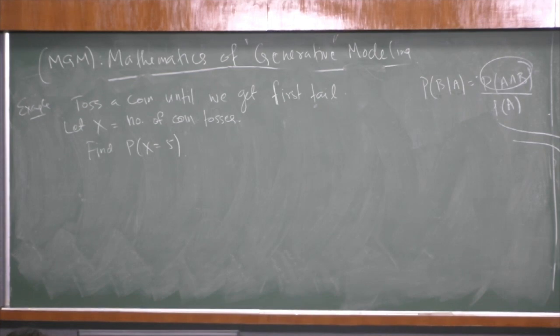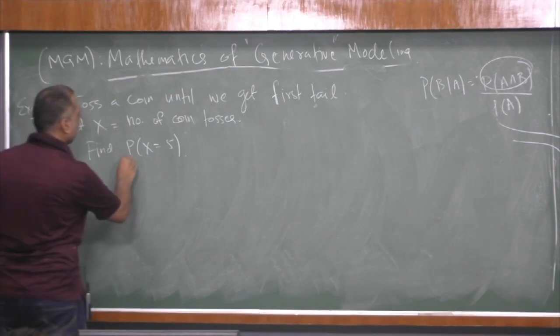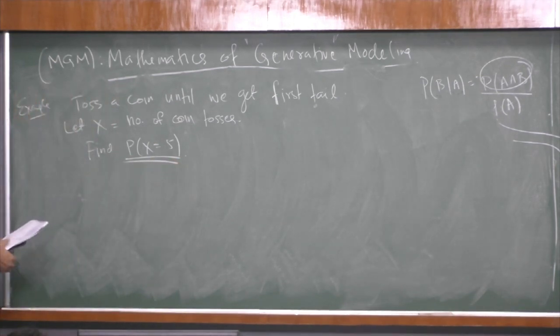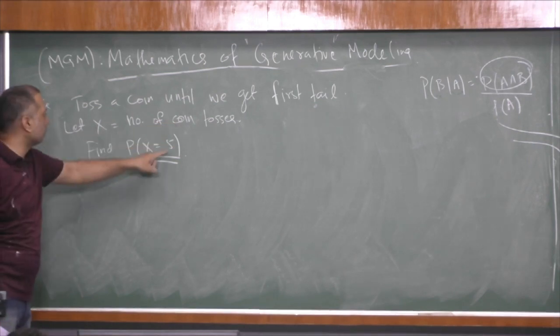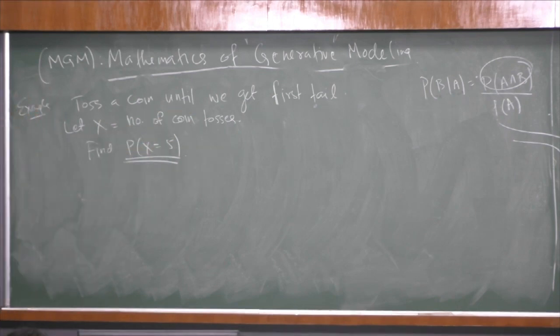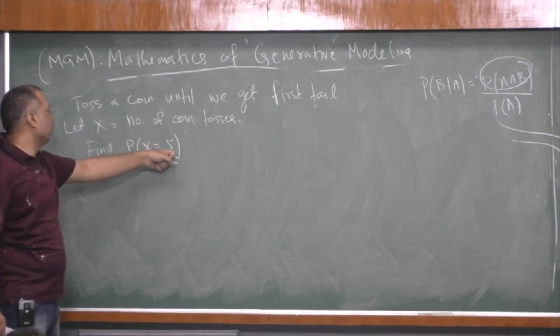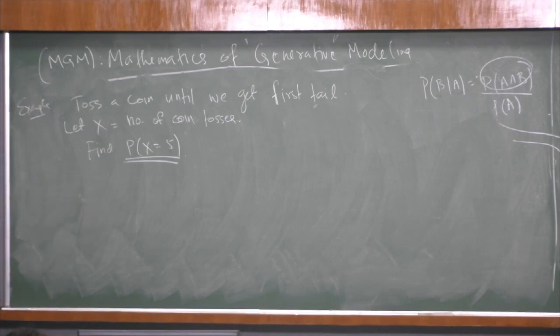So X is the number of coin tosses, and what I am asking is: what is the probability that after the 5th coin toss I will get the first tail? The problem is I will keep tossing a coin until I get the first tail, but then I am asking in how many tosses. So what if my favorable event is, let's say, 5 tosses? What is the probability that I will get the first tail in 5 tosses? So the problem is like this. So what is the independence here?